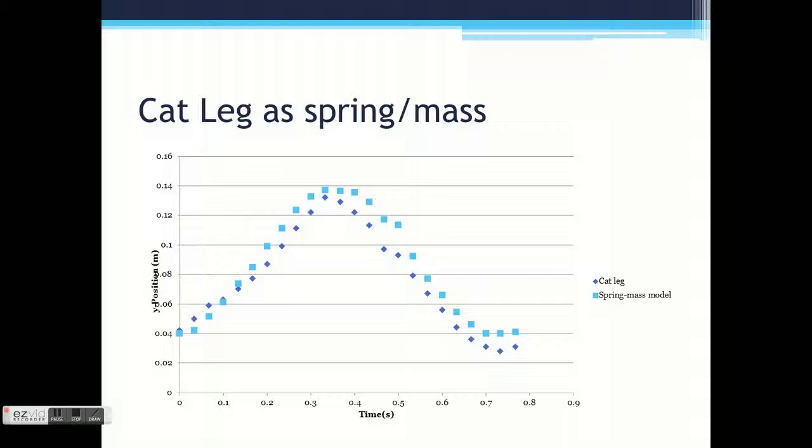Here's my data for this system. The purple is the cat leg, and spring mass model is in blue. As you can see, it actually fits my data very well, showing that a simple mass spring model may correctly predict leg muscle movement.